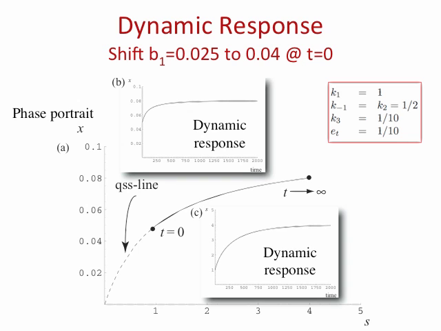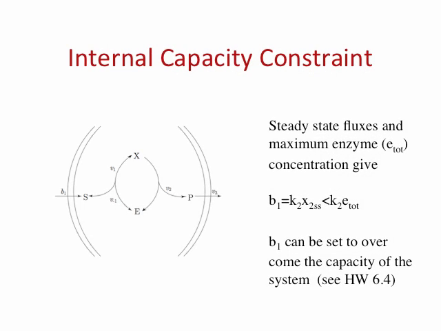I will note here that if you open up the workbook for this case and try to put B1 to 0.05 or above, you will not get a steady state because you exceed the Vmax of the enzyme. And that is the first important lesson here, that the system now has an internal capacity constraint that you can exceed and break the function of the system.